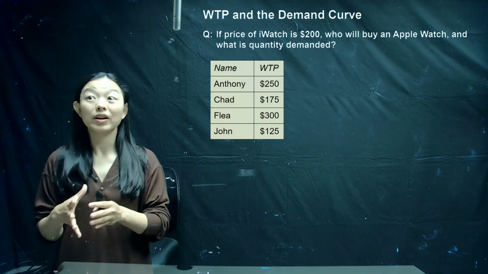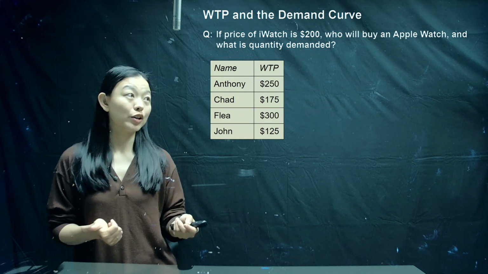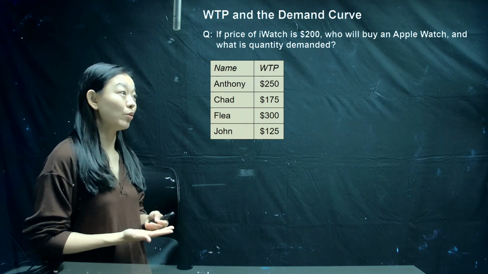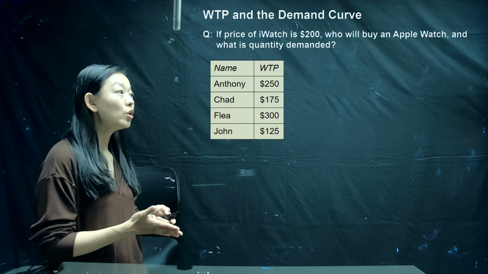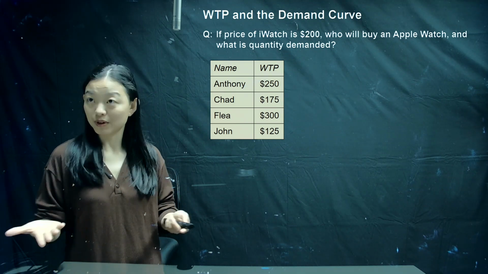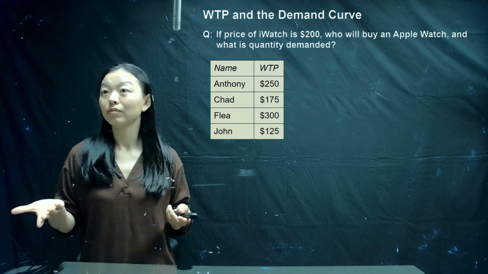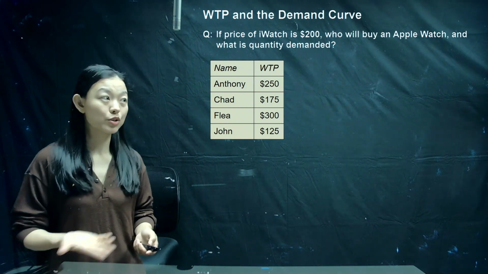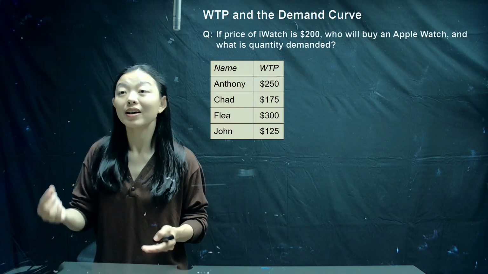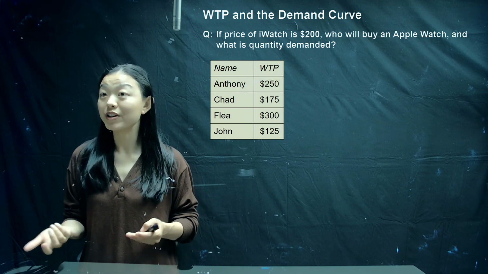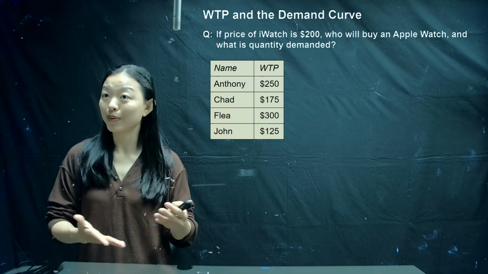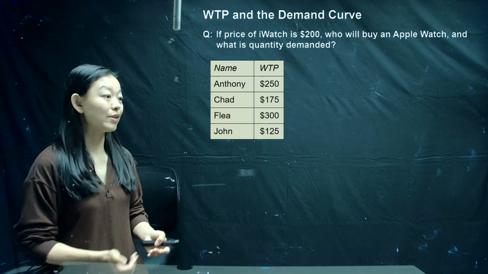So let's see how this willingness to pay can be related to a demand curve. The question here is: if the market price of an Apple Watch is $200, who will buy an Apple Watch and what quantity will be demanded? Now assume the market price for an Apple Watch is $200. Who would like to buy? Do you think Anthony will buy? Of course he will buy, because his willingness to pay is $250, right? The market price is just $200, so he would like to pay for an Apple Watch at $200.